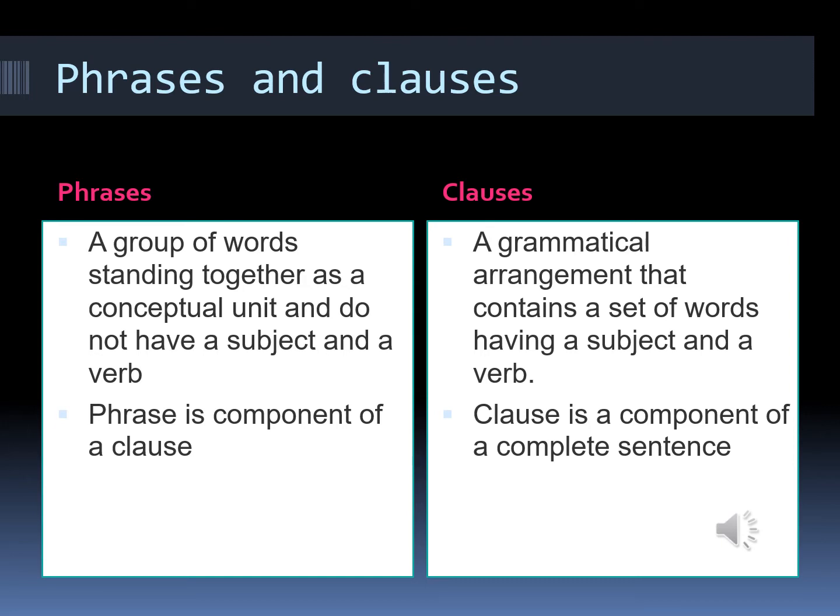Okay, it is a component of a clause, whereas a clause is a grammatical arrangement. It has a subject and a verb. When I say verb, it is a finite verb. So the main difference to identify a phrase and a clause is that a phrase will not have a finite verb, but yes, it can have a non-finite verb, whereas clauses will have a finite verb. Then a phrase is a part of a clause only, whereas the clause is an important part of a sentence.